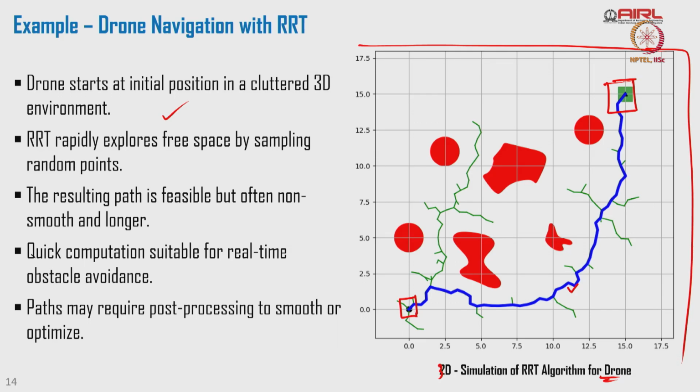Okay. So, quick computation suitable for real time obstacle avoidance, that advantage is there, which is also an advantage against the A-star algorithm, but paths may require post processing in order to make them smooth or to add some optimization. Because as I already told, for the RRT algorithm, if the path exists, then it is guaranteed to find it, right, but that might take an infinite duration. So, the computational time might increase, but however, it actually guarantees to find the path.